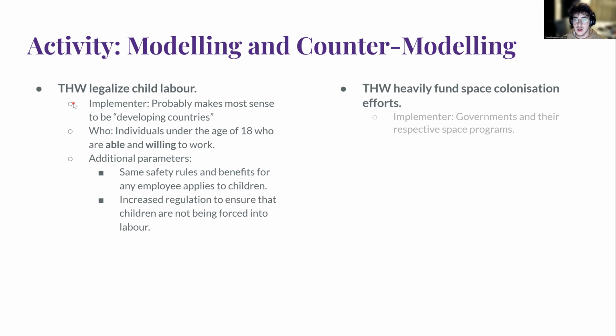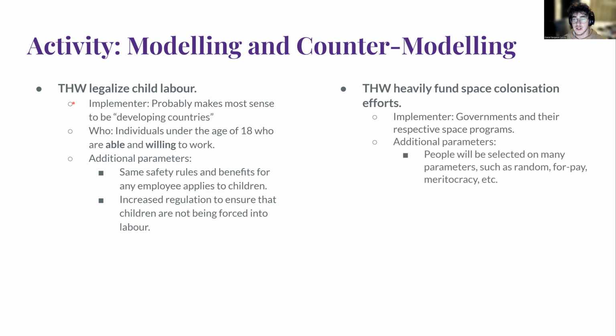All right. So the implementer in this context is governments and their respective space programs. They're the ones that would heavily fund space colonization efforts, maybe corporations as well. Some additional parameters you might want to include here is that people will be selected on many parameters, such as random or paid meritocracy. So basically those that get sent for space colonization efforts, it's not going to be just the rich people. It's going to include a lot of variety of individuals.